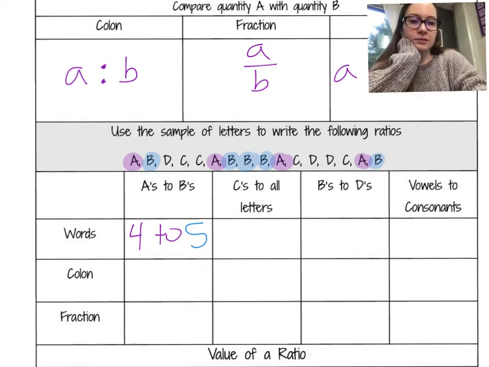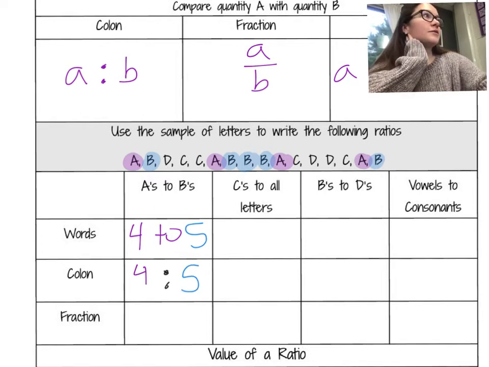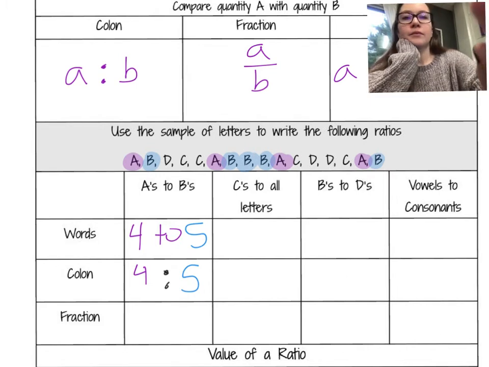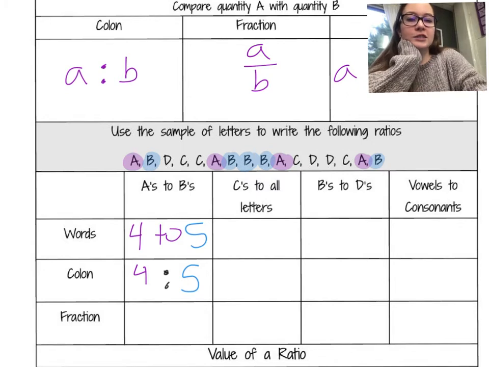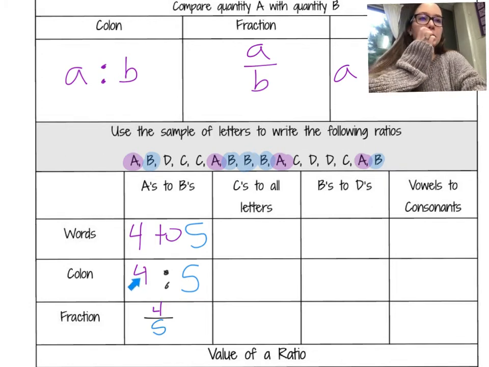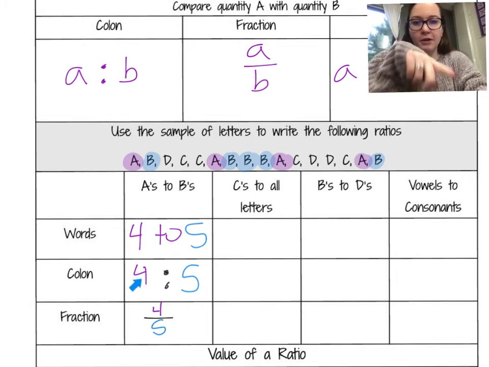As a colon, that would be 4 to 5. And as a fraction, that is 4 over 5. Remember, the one in the first spot always goes on top of the fraction, okay?